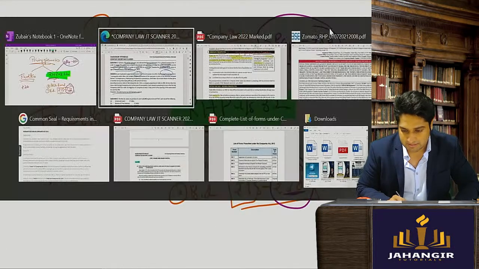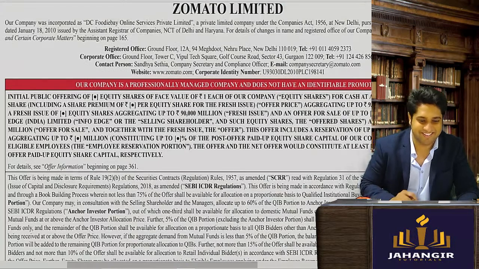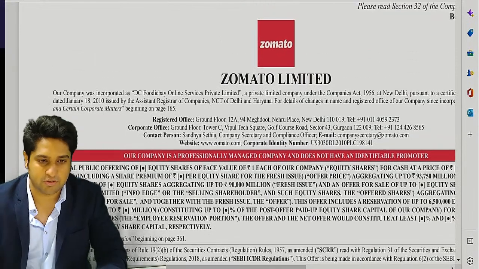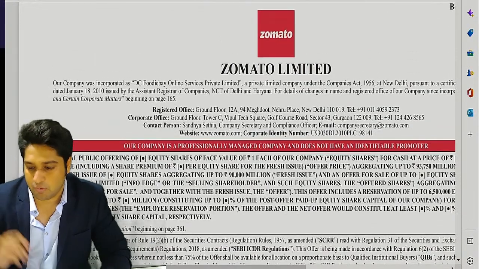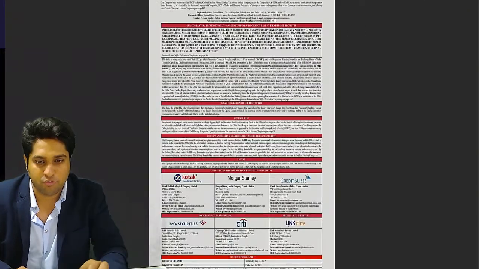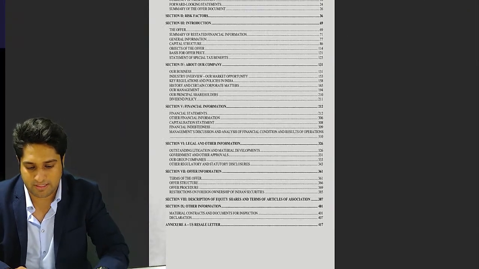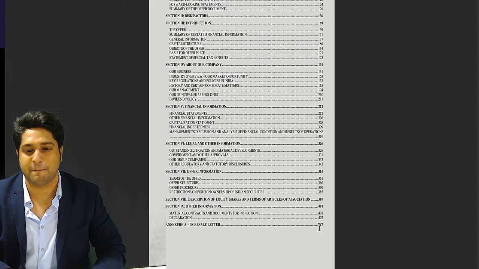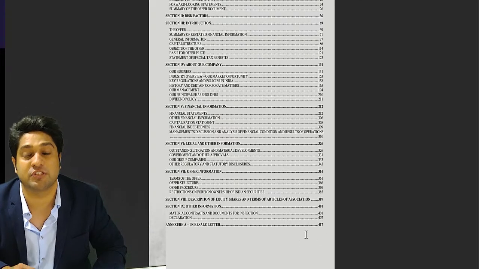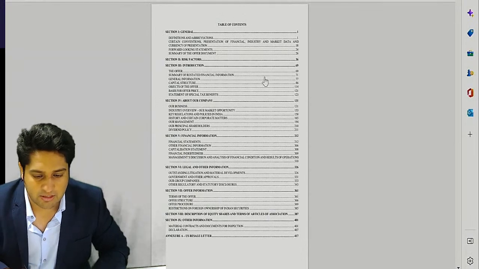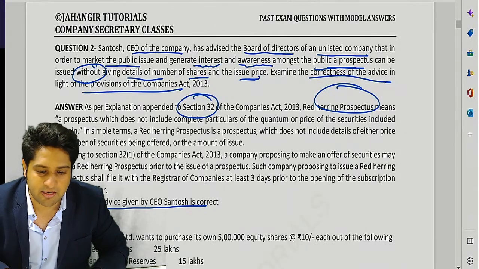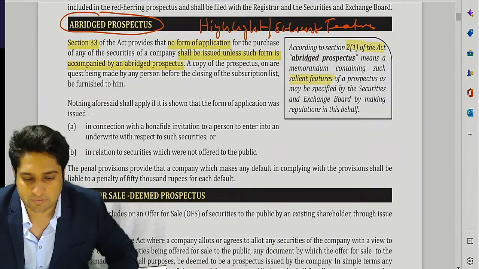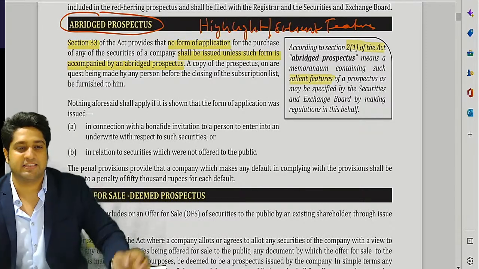Okay, the red herring prospectus. Let me show you the number of pages that are there in Zomato's. Okay, it's of 420 pages. A 420-page document. Can you see this? This is Zomato's red herring prospectus, which is of 420 pages. Now tell me one thing, would a normal investor be able to read the full prospectus? Yes or no? Do you think they will be able to read it?